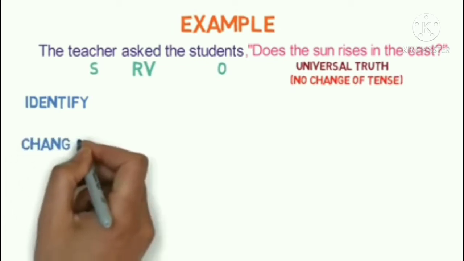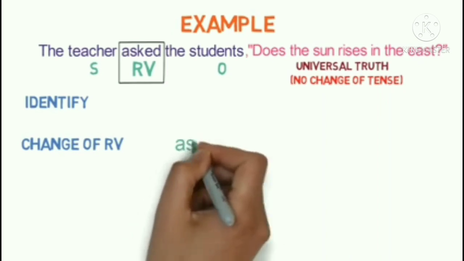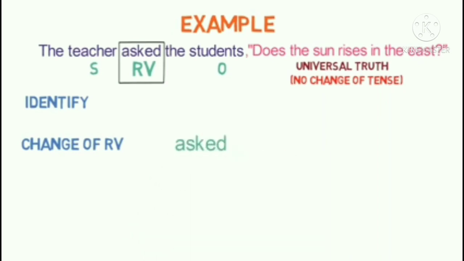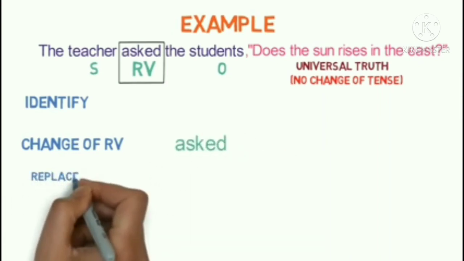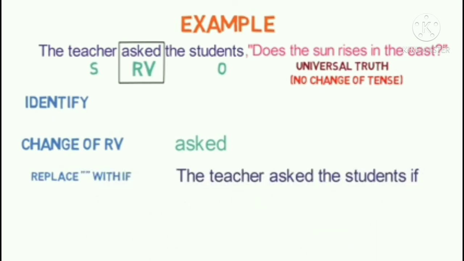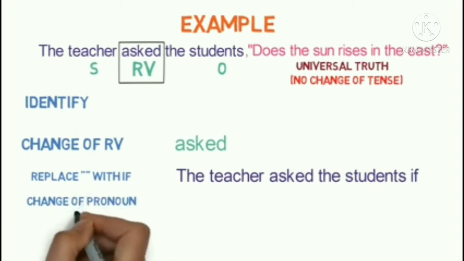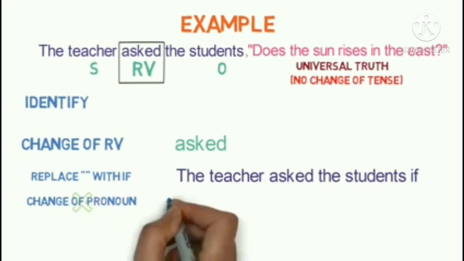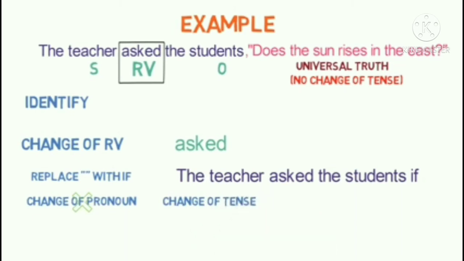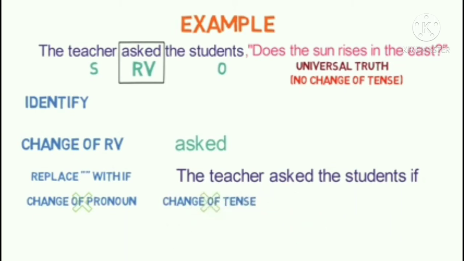The next step is to change the reporting verb. Here, the reporting verb is asked, so there won't be any change. The next step is to replace the inverted commas with if, as it is a yes no type of question. Step 4 is to change the pronoun. As there is no pronoun, this step won't come. Fifth step is the change of tense, as it is a universal truth, so we won't be changing the tense.